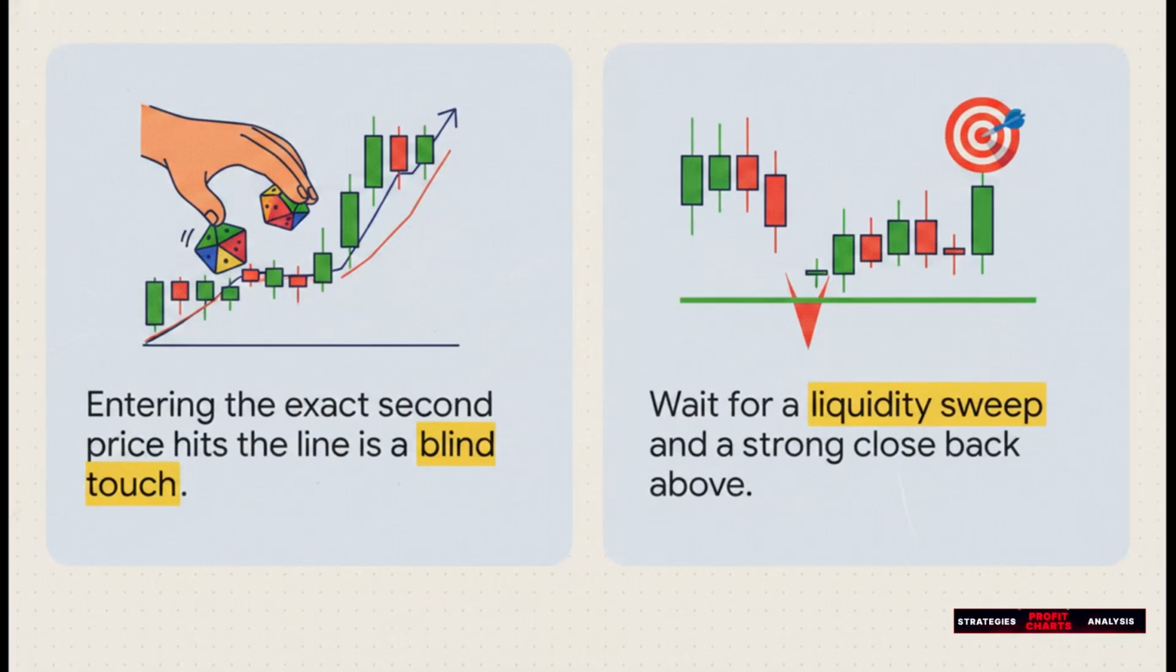Let's compare these two approaches. The blind touch is basically rolling the dice. The confirmation entry, that's how the pros do it.